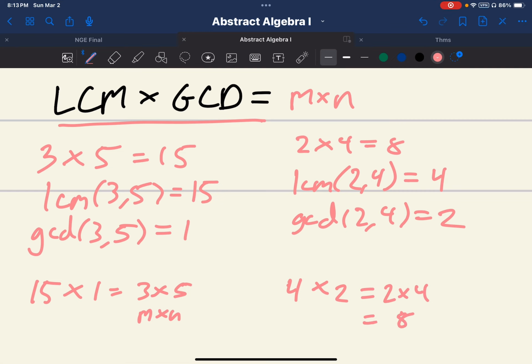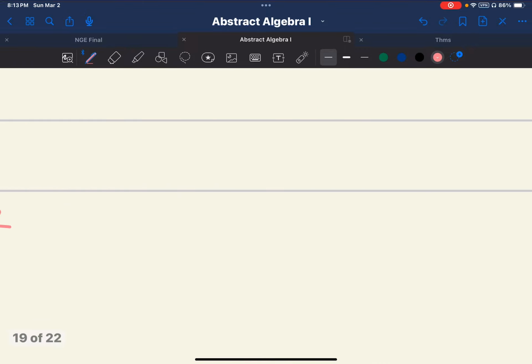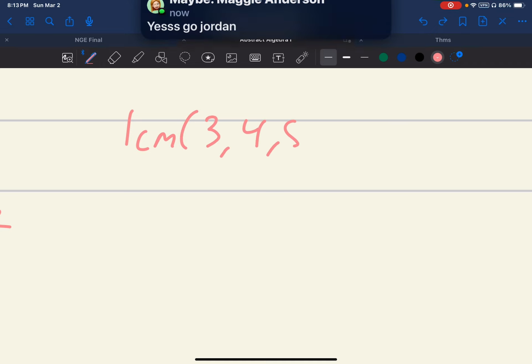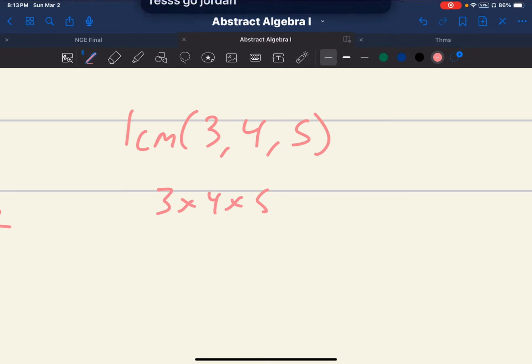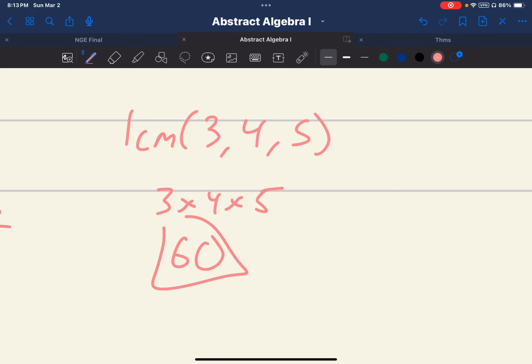Isn't that interesting? This is just the way it works, and you can actually prove this since we're math majors. I won't do that in this video, I promise. But this is a very cool trick of, oh, if they're relatively prime, like if I have to find the LCM of 3, 4, and 5, I don't have to use the cake method here because they're all relatively prime. So I know that the LCM is just going to be 3 times 4 times 5, and that's 60. And I'm done. So a cool little trick.